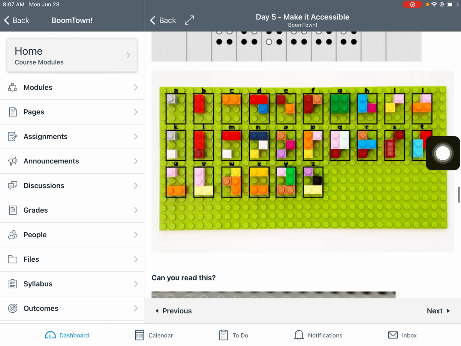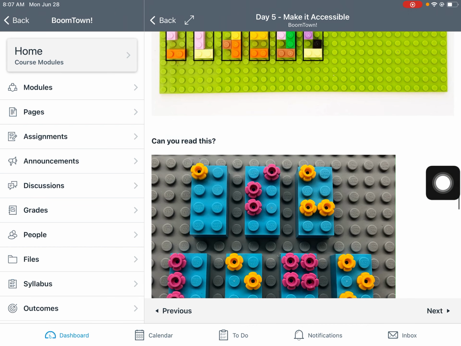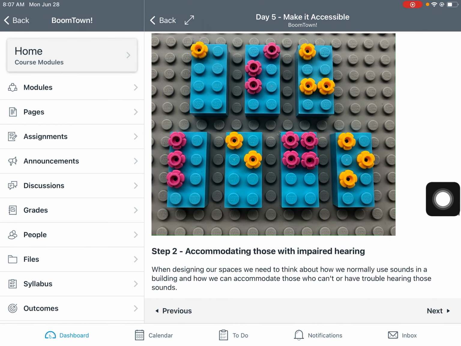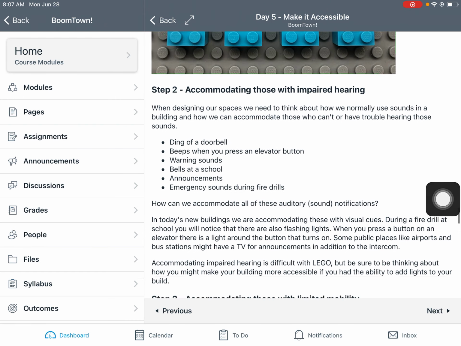So here's one way that you could do it, using some bricks that you might have. Or I did another version here with flowers on these. And can you read this? Do you know what this says? Let me know if you figure it out.